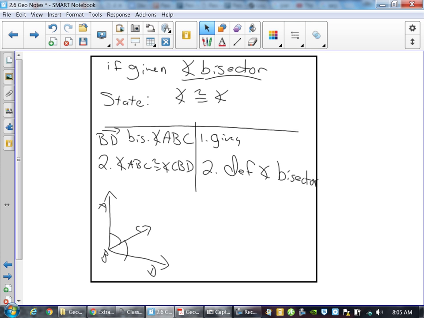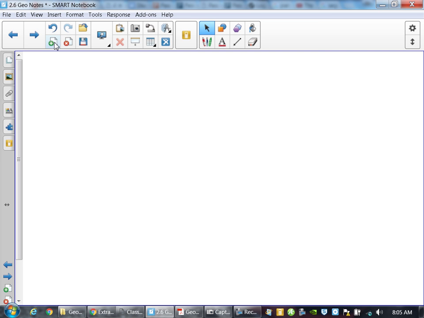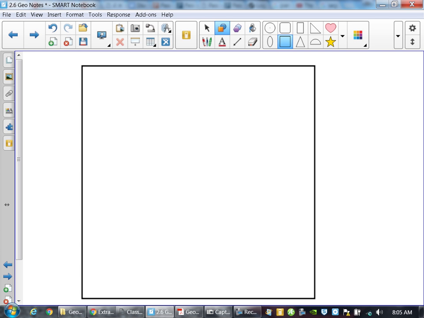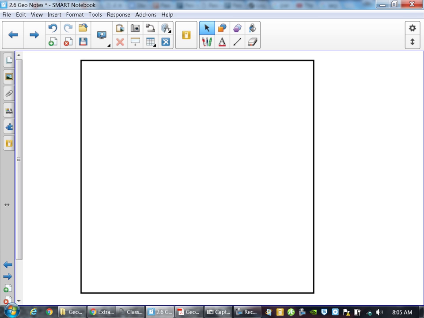Let's see, what's another one that we can do that's pretty simple that I know will show up in the next couple days? How about complementary? That shows up a lot in the next day or two. What do complementary angles do? Good. Two angles whose angle measures add up to equal 90.